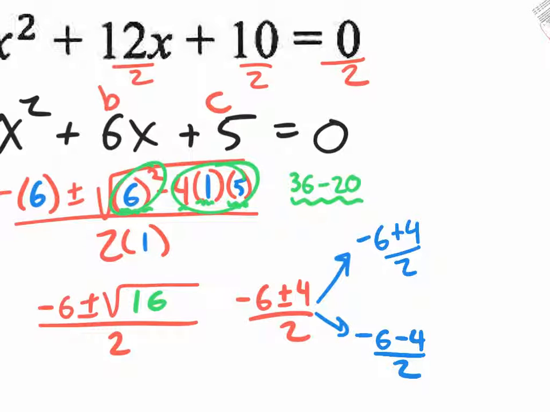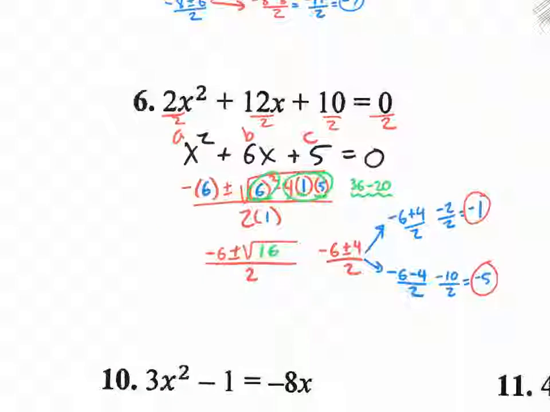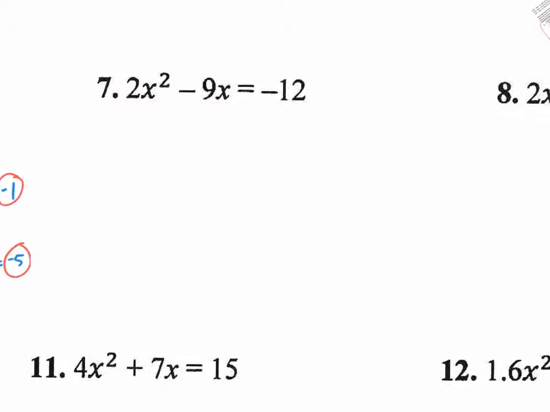Up on top, negative 6 plus 4, that's negative 2 divided by 2. The answer is negative 1. On the bottom, negative 6 minus 4, that's negative 10 divided by 2, that's negative 5. So we get 2 answers, negative 1 and negative 5, for this question number 6, using the quadratic formula. It would have been a heck of a lot easier to factor, split, and solve, but because we're practicing the quadratic formula, I hope you guys do so as well.